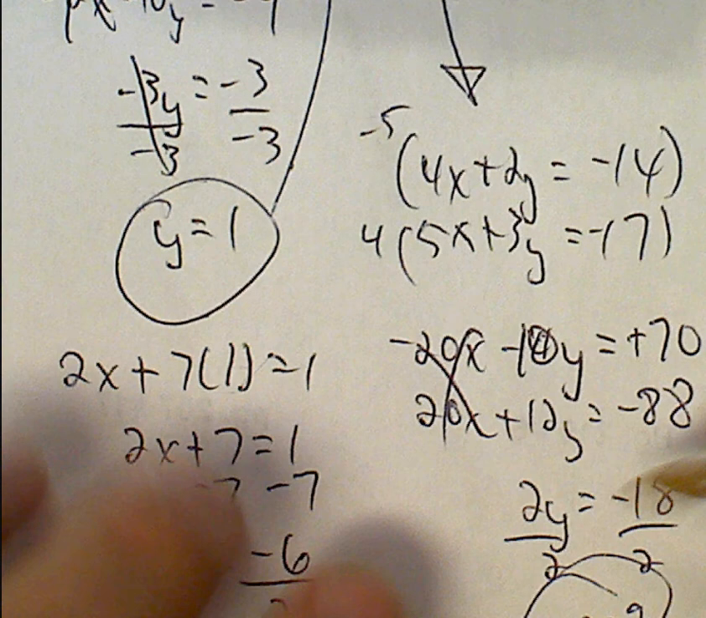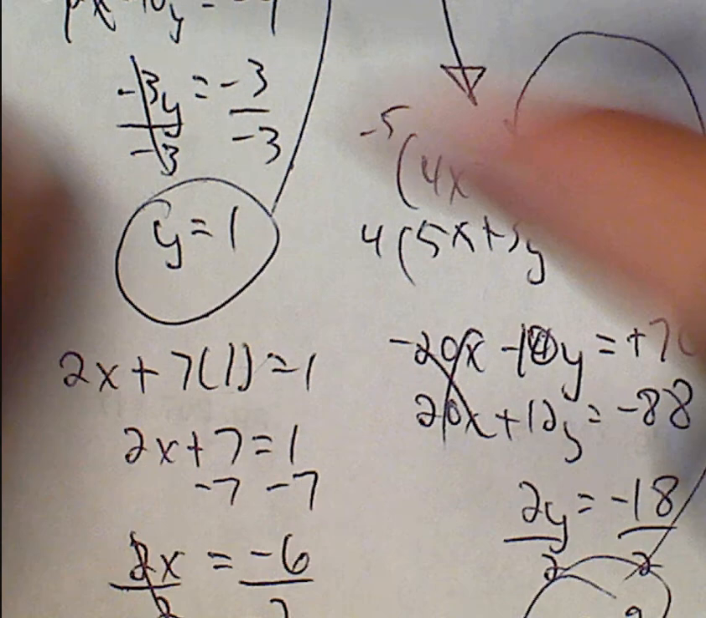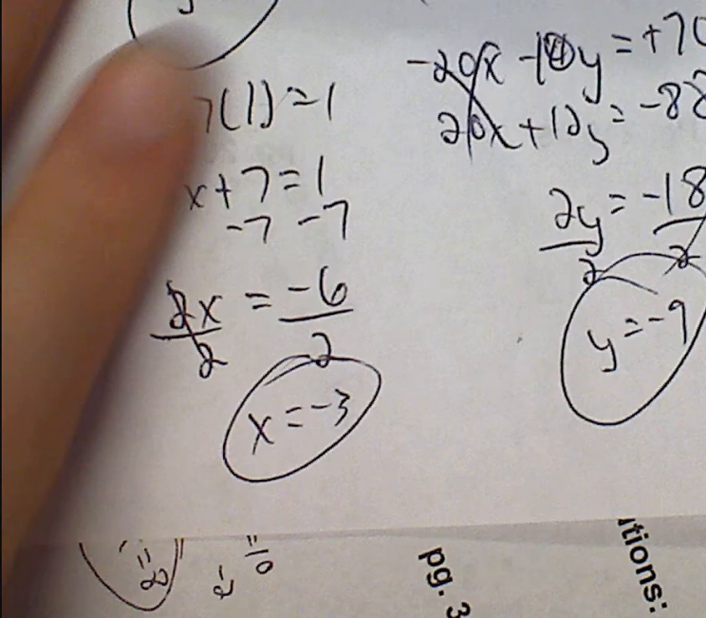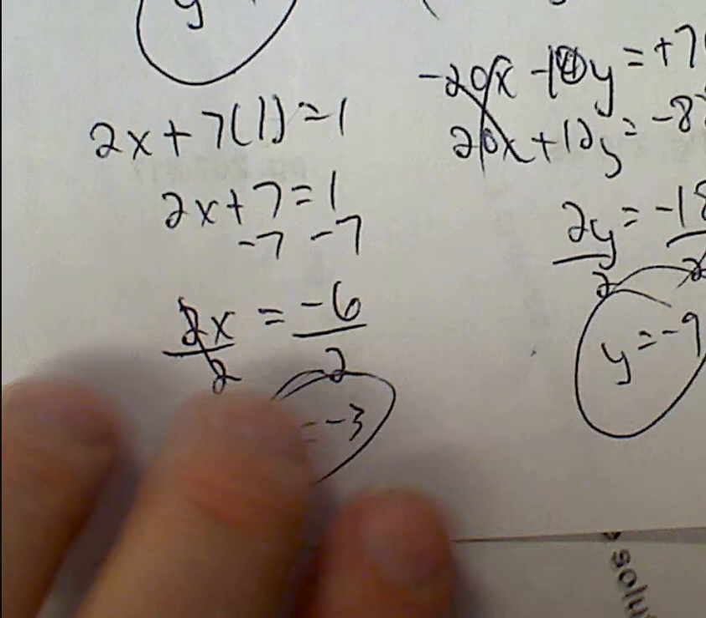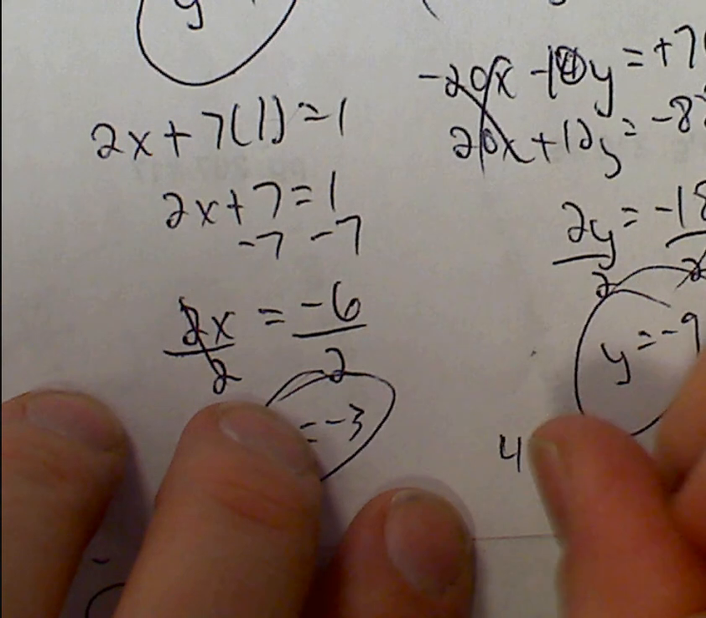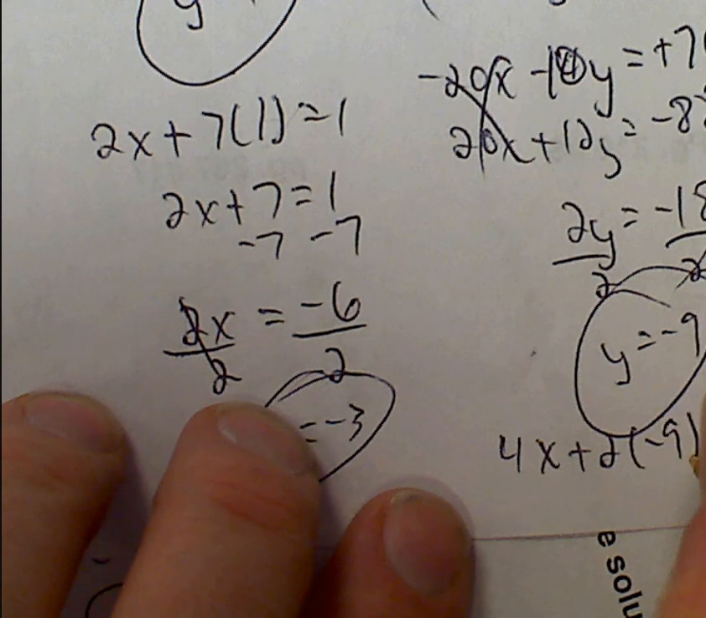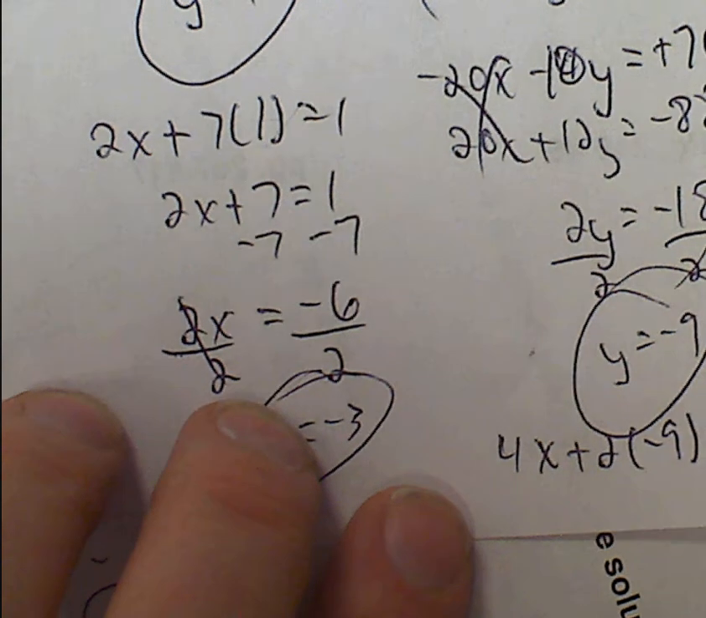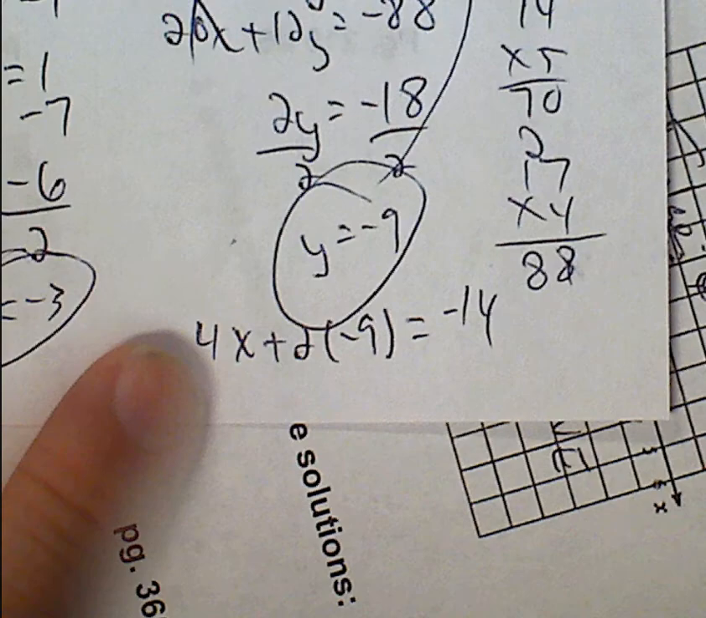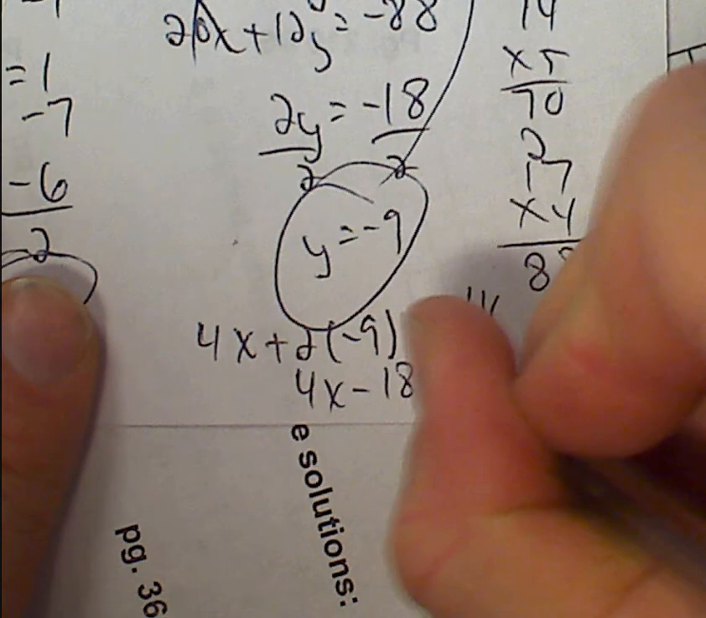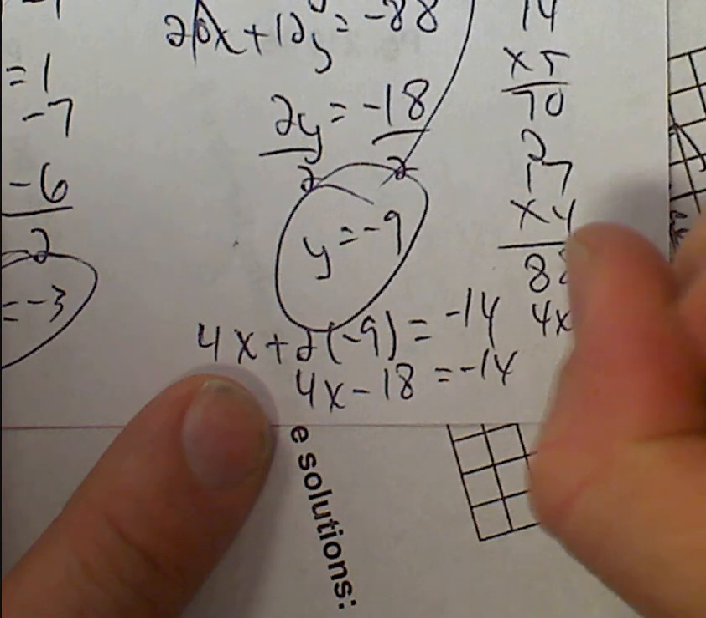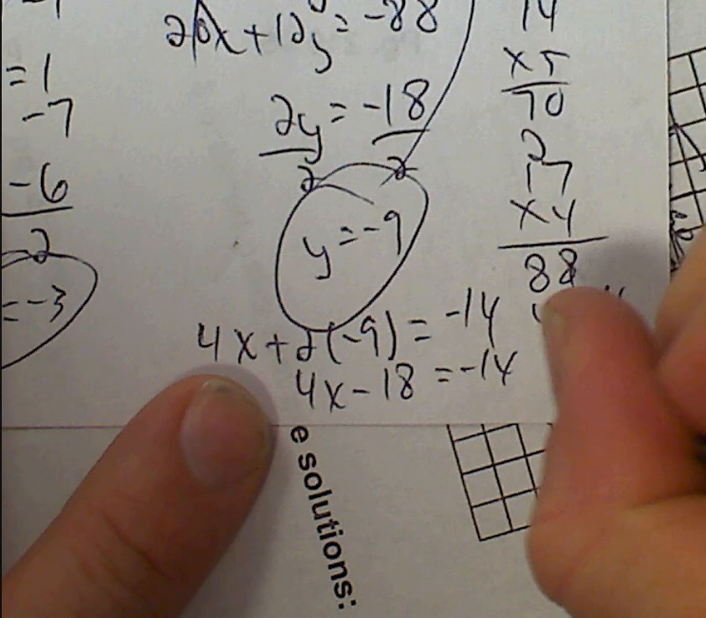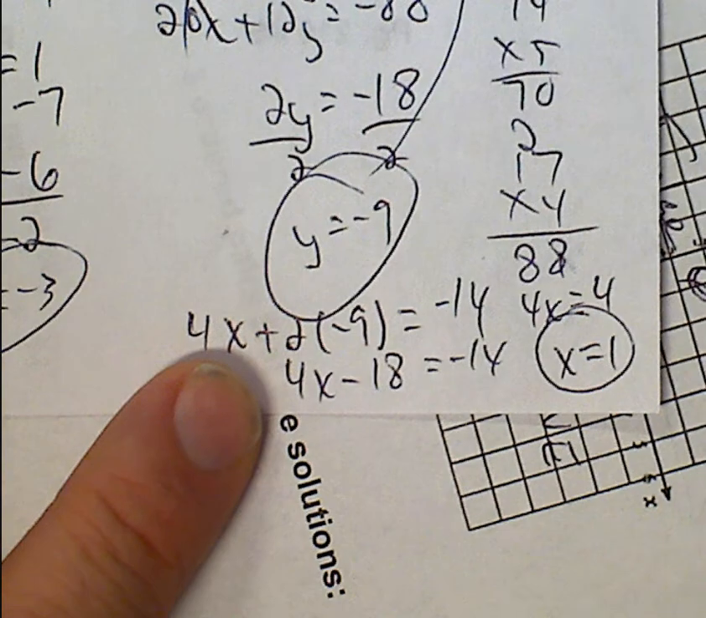If y equals negative 9, I plug back in. So, 4x plus 2 times negative 9 equals negative 14. 4x minus 18 equals negative 14. 4x equals 4. X would be 1.